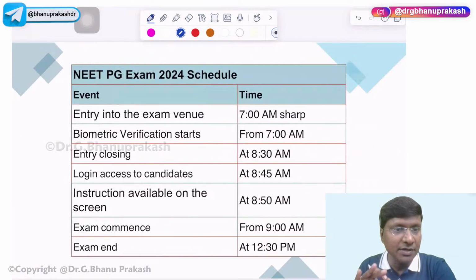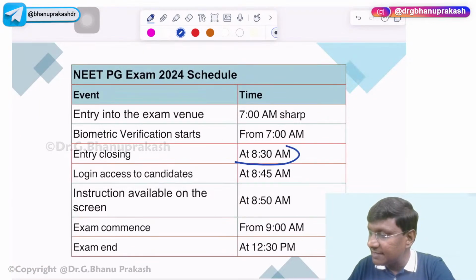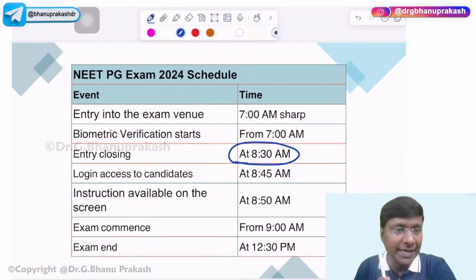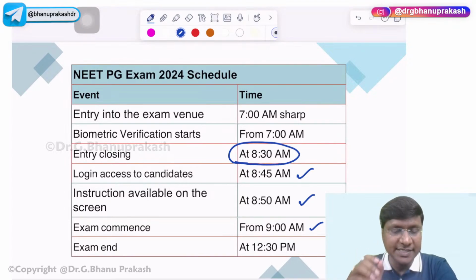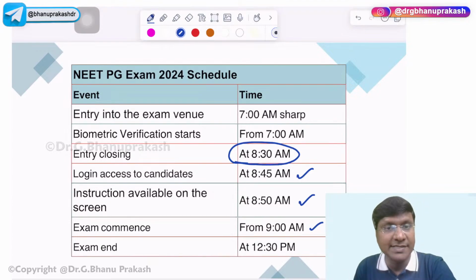The next important point is that entry into the examination hall will be closed by 8:30 and login access will be given at around 8:45. Instructions will be available on your screen at around 8:50 and the exam will start at 9 a.m. The exam will end at 12:30 p.m. Right? One more important point, just identify your exam center one day before. That is, the 23rd is the exam, so please identify your center on the 22nd itself so that last-moment panic and anxiety can be avoided. That is very, very important, right?